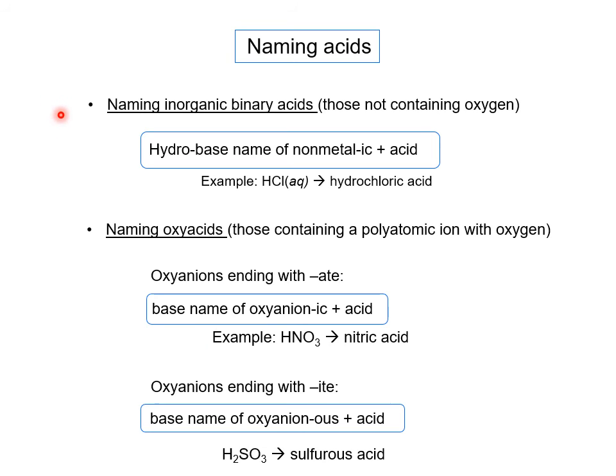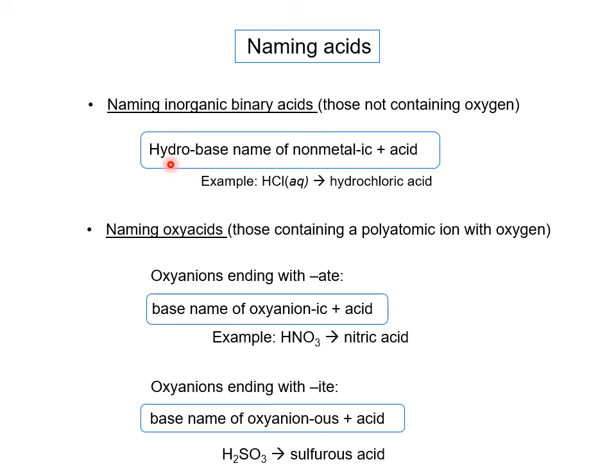So let's begin by naming binary acids, the ones that do not contain any oxygen in them. The formula for it is we put hydro at the beginning, followed by the base name of the nonmetal, adding the suffix ic, plus acid. So HClAQ would be named hydrochloric acid. Okay? HBrAQ would be hydrobromic acid.